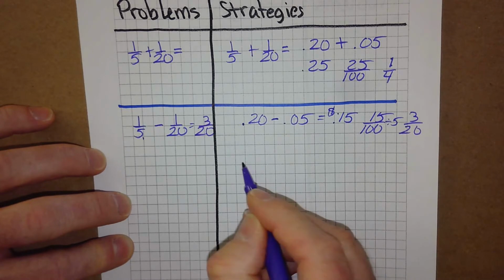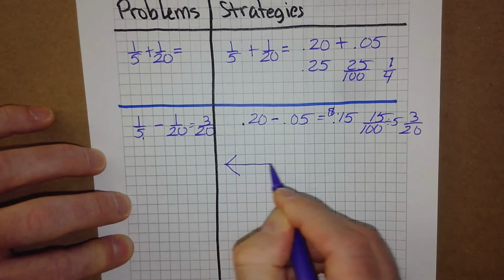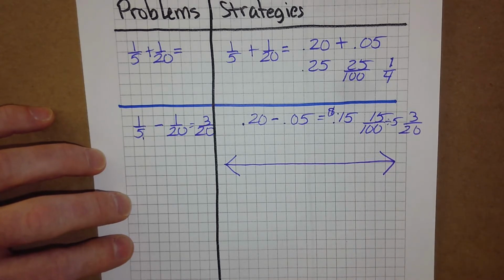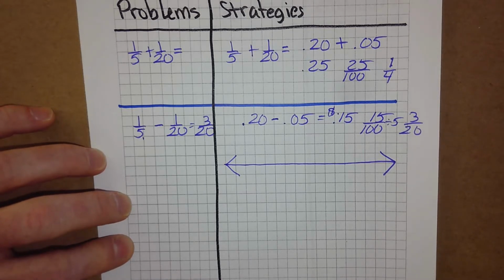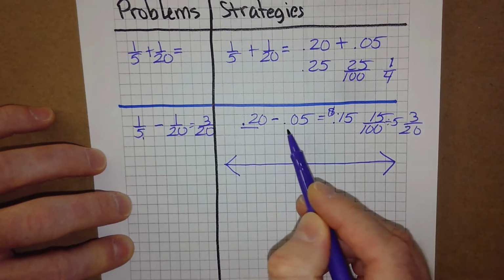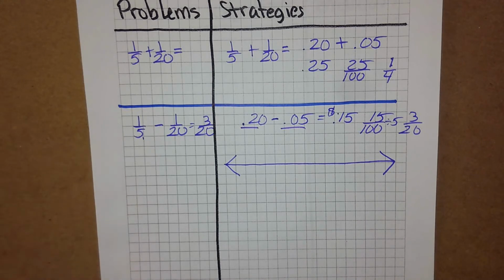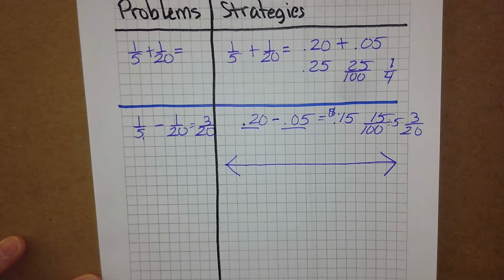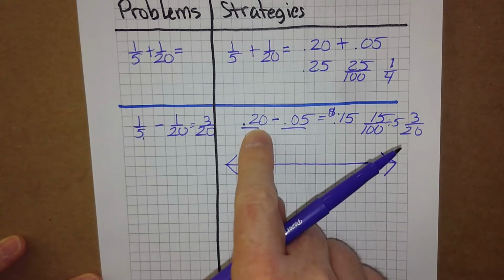Let's try this way. I like this way. What's this thing going to be? A number line, yeah. Now, if we are starting with which amount? Let's use our money amounts. So we had 20 cents and 5 cents. This is just another way to subtract decimals. This is just another strategy. What are we starting with? 20 cents, right? It's 20 cents minus 5 cents.